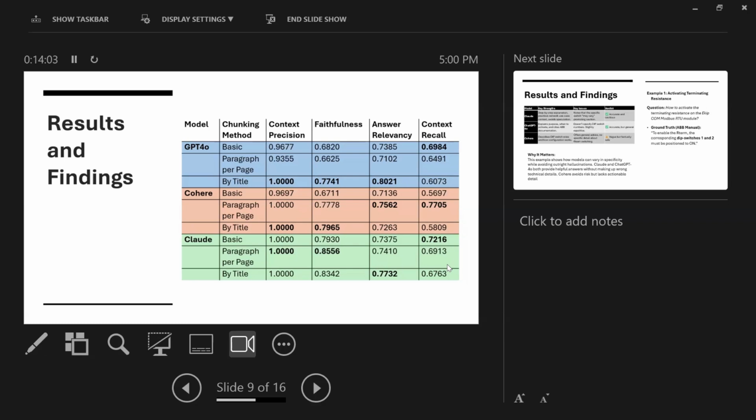And for Cohere, it was a bit of a mix-up between paragraph per page and by title, but the best option was paragraph per page, as it had context precision of 1, faithfulness of 0.778, answer relevancy of 0.7562, and context recall of 0.7705. And for Claude, the best was paragraph per page with context precision of 1, faithfulness of 0.8556, answer relevancy of 0.741, and context recall of 0.6913.